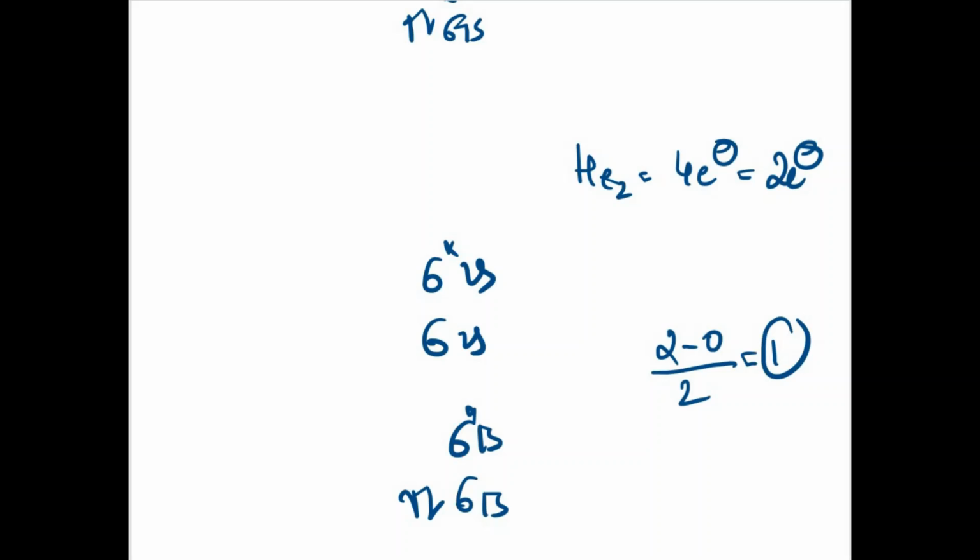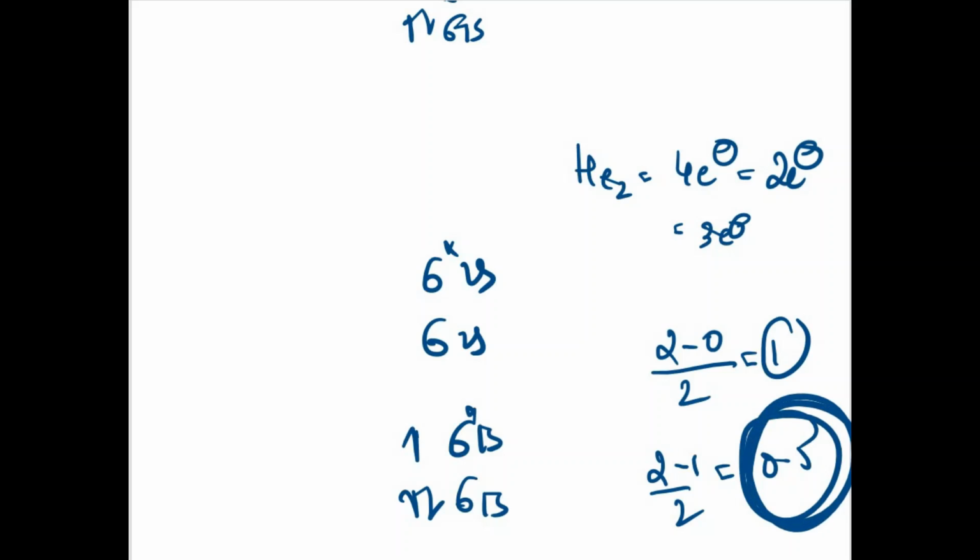Now coming to He2 plus. He2 plus means 3 electrons, so 2 minus 1 by 2. That is 0.5, bond order 0.5. So this is a problem. H2 minus would be again 3 electrons, right? So bond order would be 0.5 again.